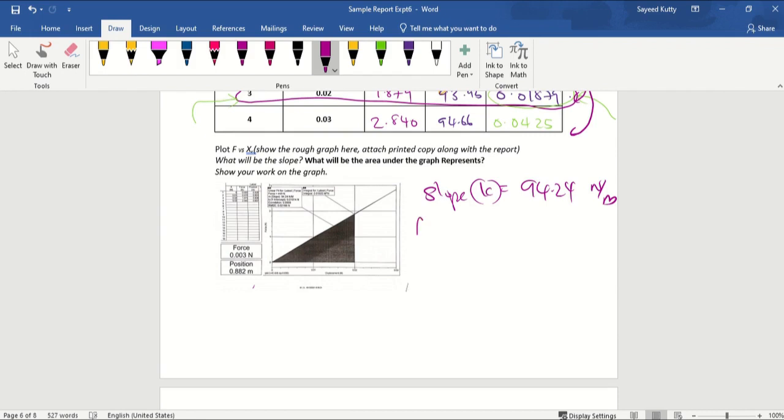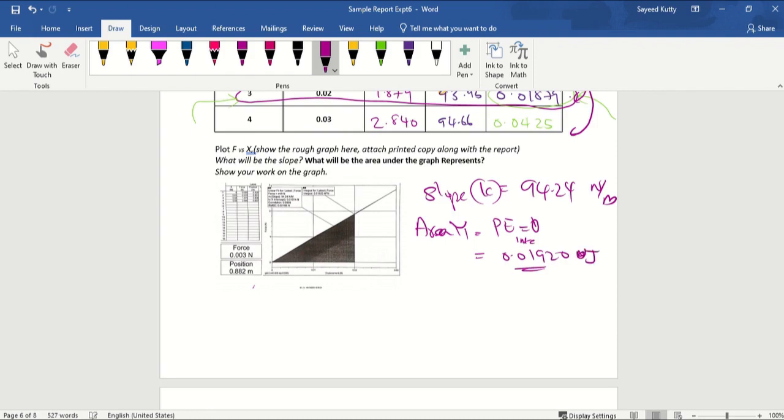What is the area under the graph? The area under the graph represents the potential energy, and that is equal to, from the integral function, which we did in the printout, 0.01920 Newton meter, or we call it joule.